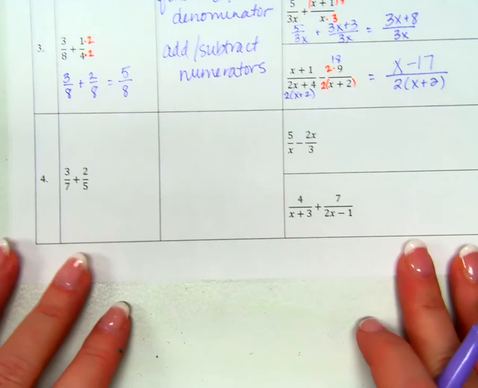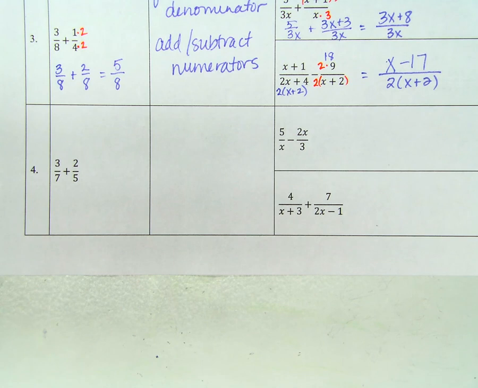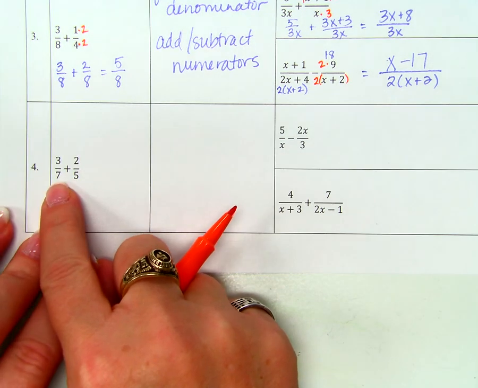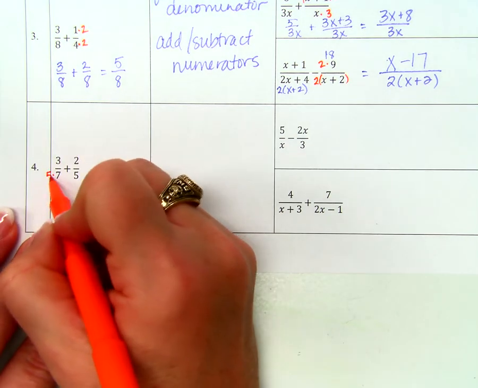Last example, number 4. 3 over 7 plus 2 over 5. Almost. That's very close. Between 7 and 5, what's my common denominator? 35. So how do I make 7 become 35? Times it by 5. And that's what you said, right?